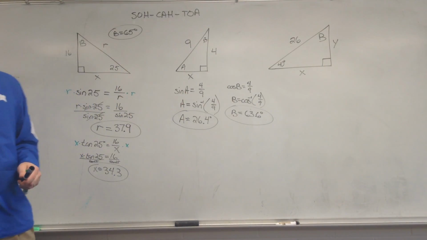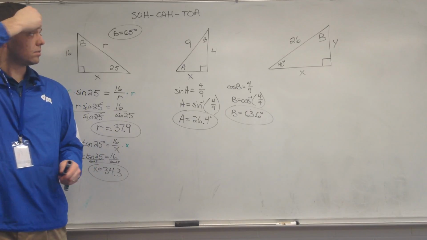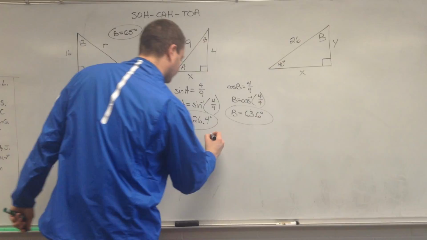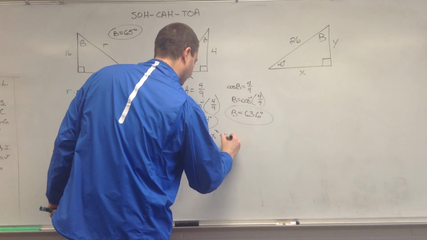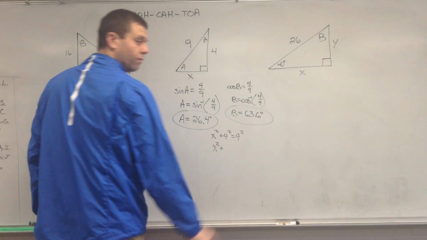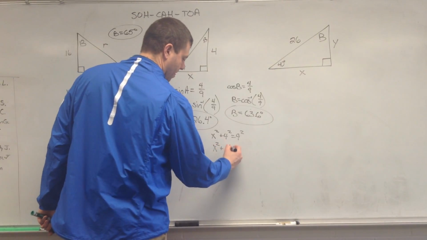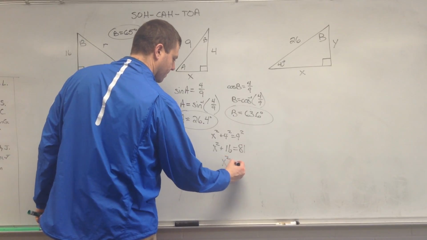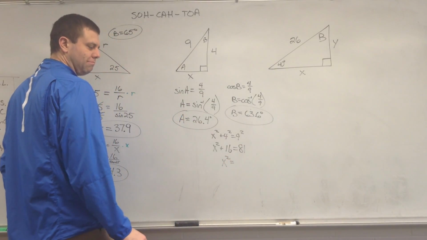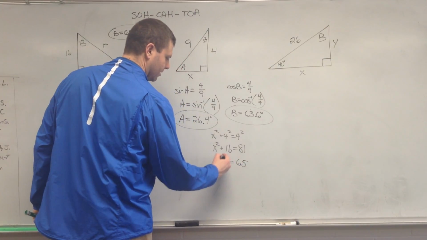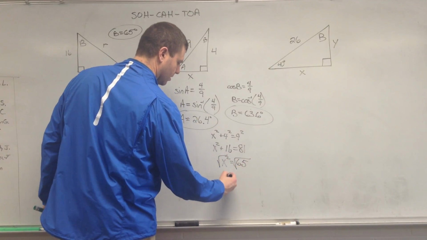How do you think we're going to solve for x? I'd use Pythagorean's theorem, it'd be much faster. We probably should have done that. x squared plus 4 squared equals 9 squared. 4 squared is 16, 9 squared is 81. Subtract them: 65. Square root.